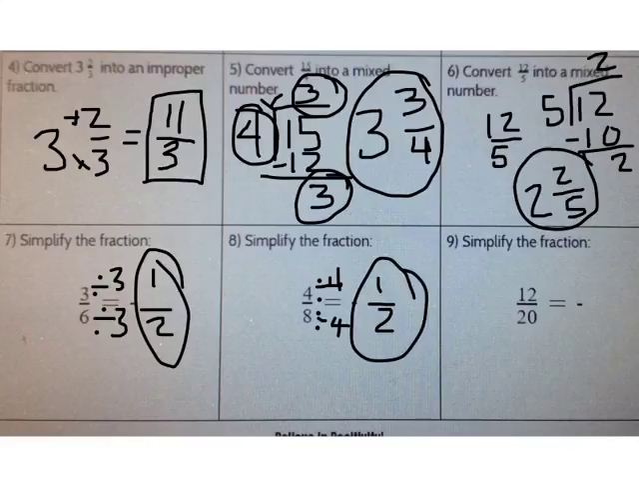What's the greatest number that goes into both 12 and 20? It's 4. When I simplify, what's the result? It's 3/5.